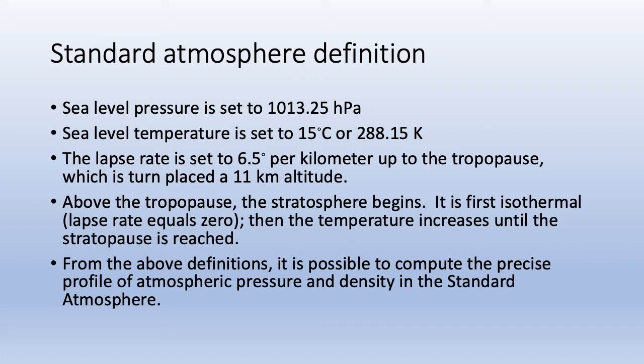Above the tropopause, the stratosphere begins, and in the standard atmosphere, it's first isothermal, meaning that the lapse rate is 0, it doesn't change temperature at all, and then at some point it begins increasing until the stratopause is reached. I'm not going to give the details of that part here because they're not really relevant to this class, but those standard lapse rates and heights are given for not only the stratosphere, but also for the mesosphere and thermosphere.